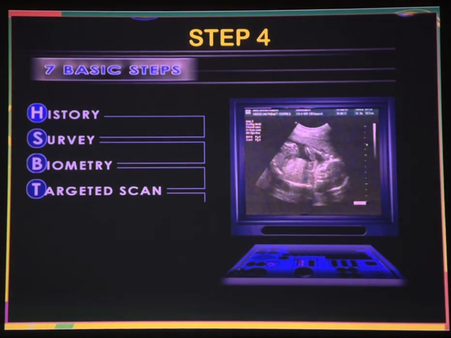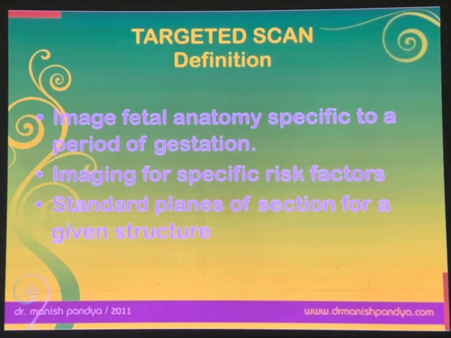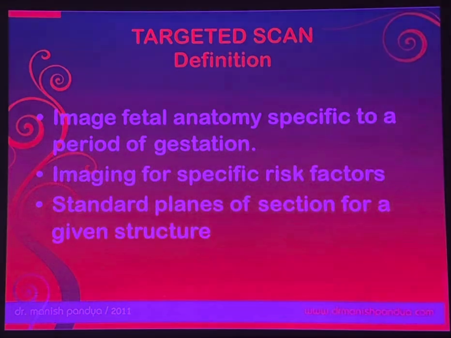Then the next step is you have to go for targeted scan. In targeted scan, you have to image the baby from head to toe. Image fetal anatomy specific to the period of gestation. Suppose somebody says you have to see the lateral ventricle in a 10-week baby. It is not possible. Lateral ventricles are not formed. There is only dangling choroid, so the ventricles are filled with choroid. So at a specific age of gestation, the anatomy varies. Okay, so you have to image the fetal anatomy specific to the period of gestation.